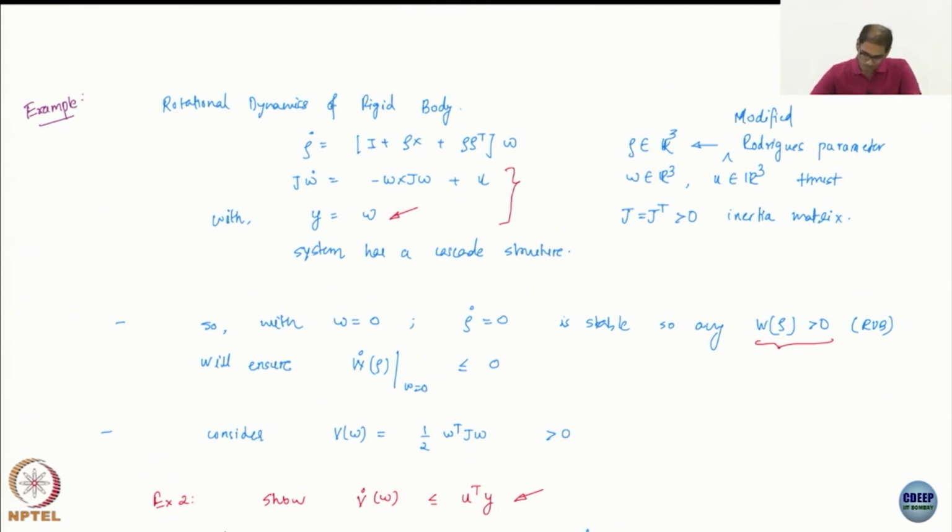In general, the control that you design with passivity ideas will be simpler than backstepping. Anyway, you will see that. Yeah, you will see that in your assignment.